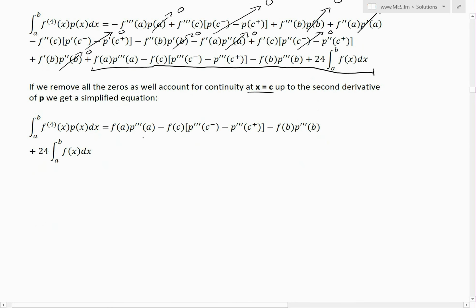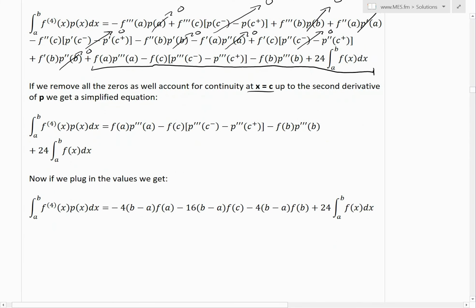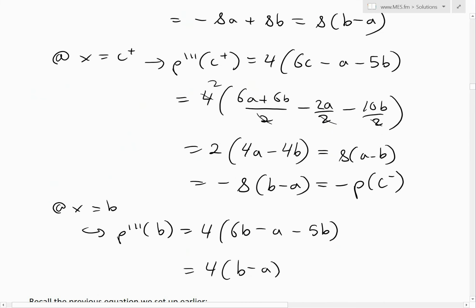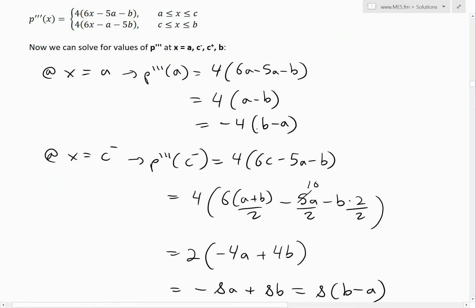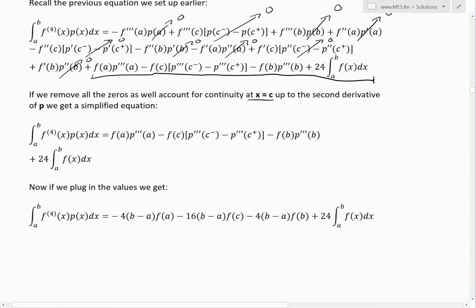Now we're just left with this right here, the third derivative of p of x, and then we have this part right here. If we plug in the values that we solved for the third derivative, so at a, what was a? It was negative 4(b minus a), and that's this right here. So negative 4(b minus a) times f of a, f of c. The first one is 8(b minus a), and the second part here is negative 8(b minus a). So when we're subtracting it, we'll have a negative 16.